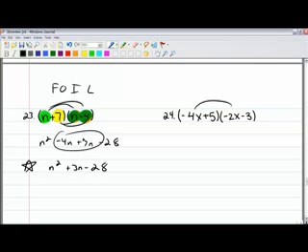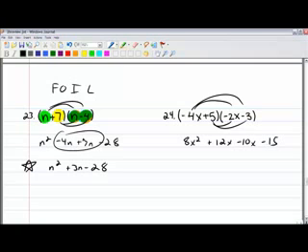Next set. First, negative 4x times negative 2x is going to be a positive 8x squared. Outside, negative 4x times negative 3 is going to be positive 12x. Inside, that'll be negative 10x. And last, 5 times negative 3 is negative 15. Like terms, 12x negative 10x is 2x. And you have an 8x squared.